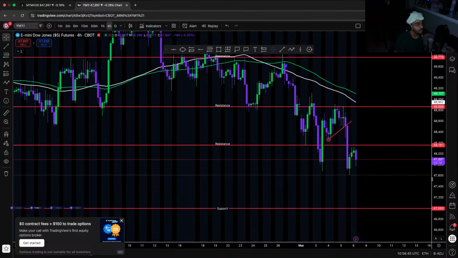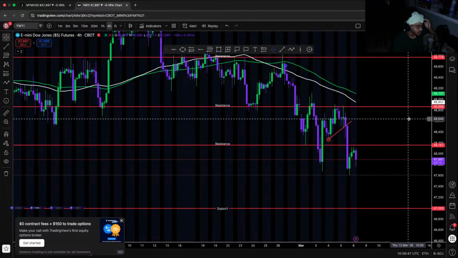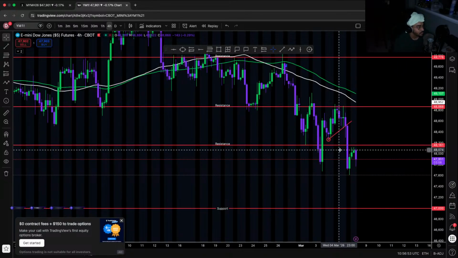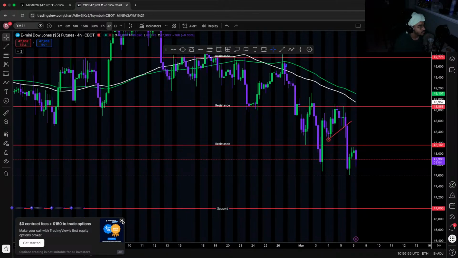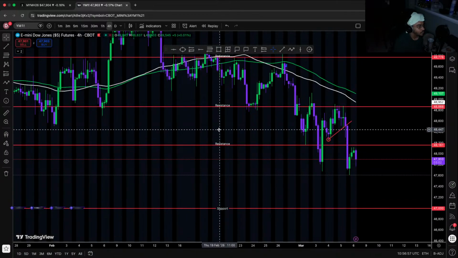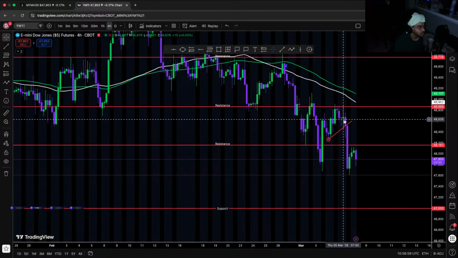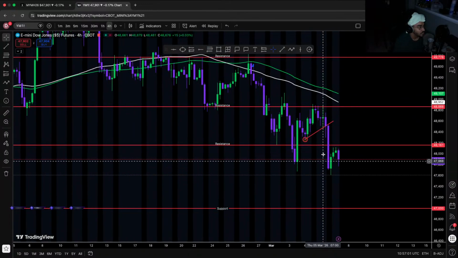So that is how I go about my support and resistance areas, how I get them and how I use them to capitalize on some moves. Today I'll be looking for more sells, because look at all the selling volume, right?